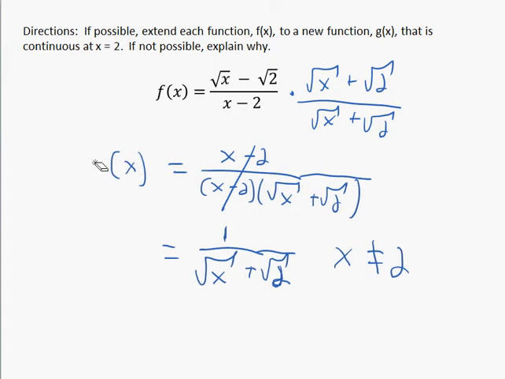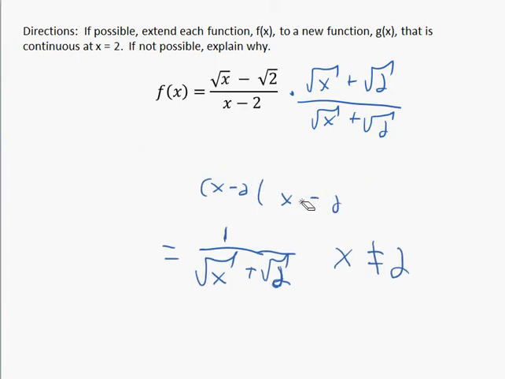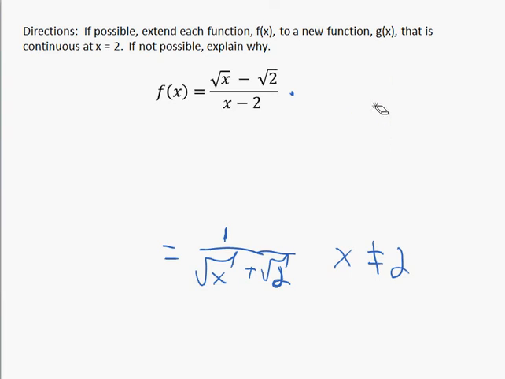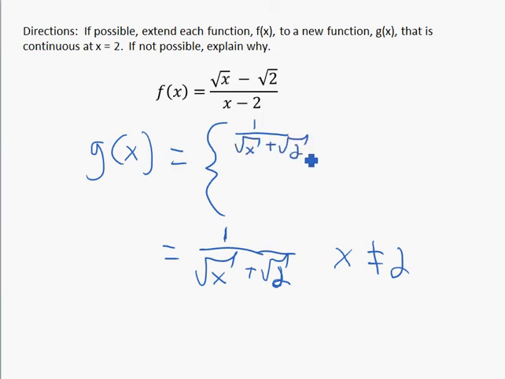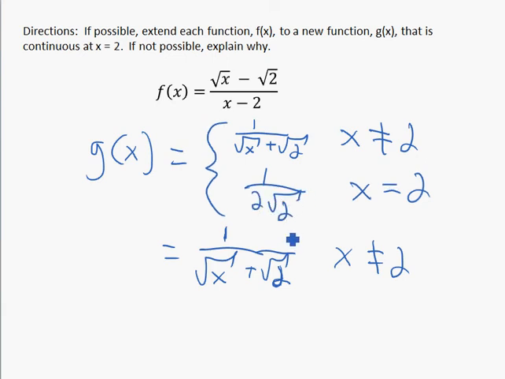However, I can create a new function, g of x, and I can just make that an extension of f of x. So I'm going to let g of x, very similar to the other examples, equal f of x, which is 1 over root x plus root 2, as long as x does not equal 2. And then to make it a continuous function, when x is 2, I want g of x to equal 1 over 2 root 2. And the reason that I chose this value is because as x approaches 2 on f of x, we get 1 over 2 root 2.